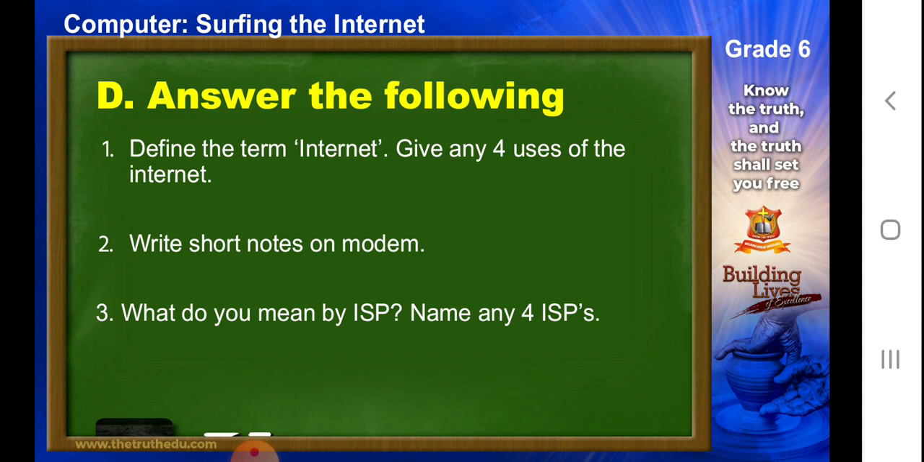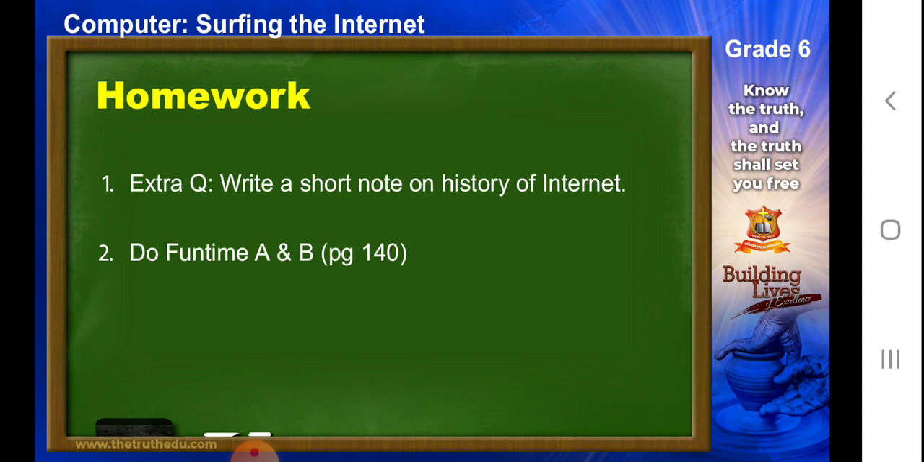So students, this brings us to the end of the class. If you have any questions related to your answer, please use the comment section. And for homework, I will give you one extra question which we will be doing in our computer notebook.